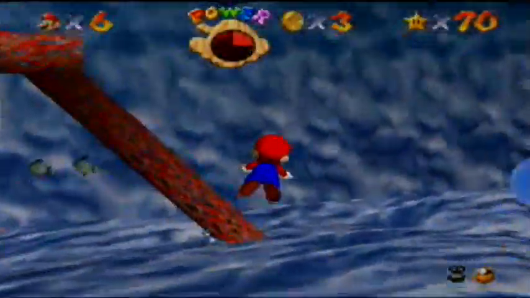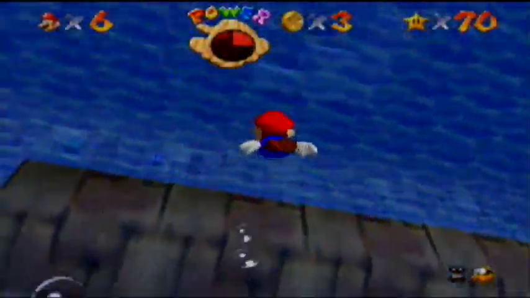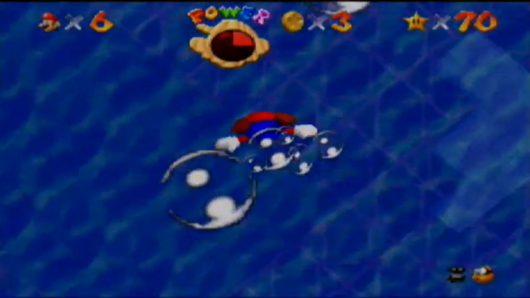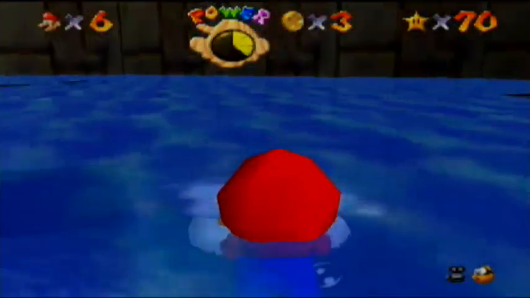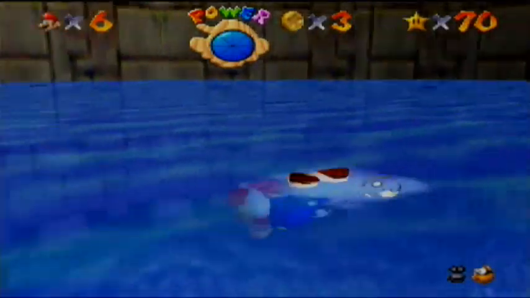Oh, come on, get that. You were so close. You were right on top of that, man. Seriously? Oh my god, thank god this place is not as deep as World 3. Still pretty deep, though.